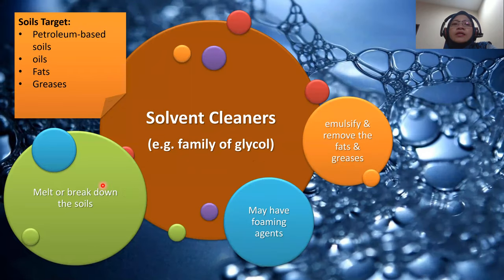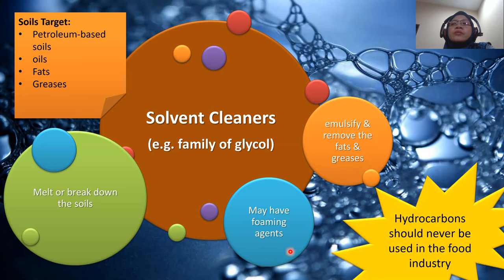Solvent cleaners are normally used to remove petroleum-based soils such as oil, fats, and grease. These types of soils are usually not present on food contact surfaces, but you can have this soil from lubricating oils, lubricating grease, or lubricating products. The solvent cleaners emulsify, melt, or break down the soil and remove the fat and grease. It may also contain foaming agent. It is important to note that hydrocarbons should never be used in the food industry because of their high risk.